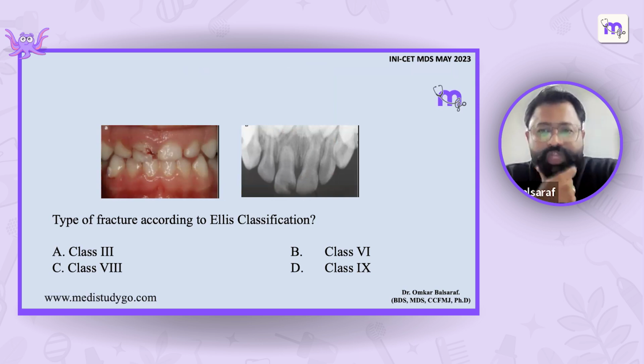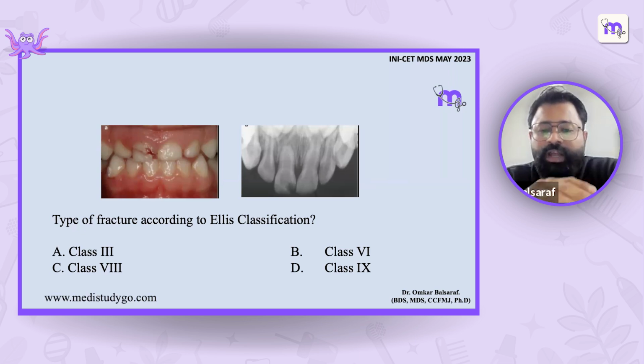you're answering such kind of questions in the paper. They have given you clinical as well as radiographic images. Type of fracture according to Ellis classification. Either it is a class 1, a class 3 fracture, option B being a class 6 fracture, option C being class 8 fracture, and option D being class 9 fracture.